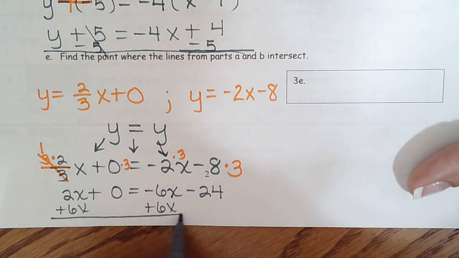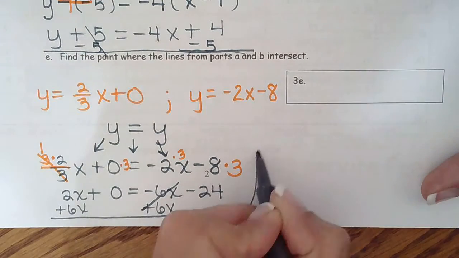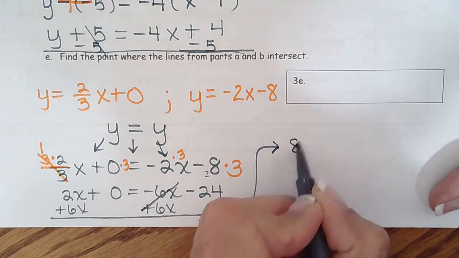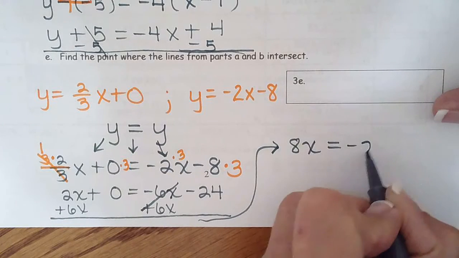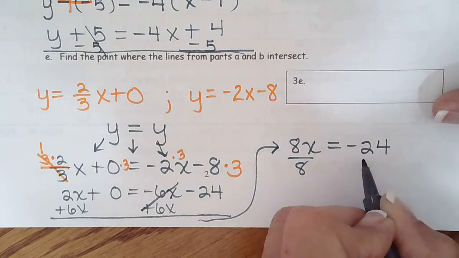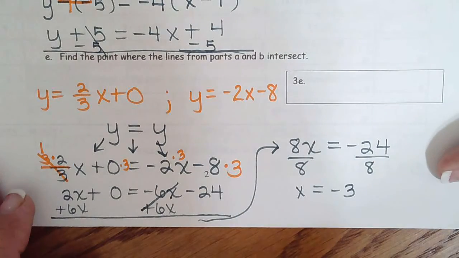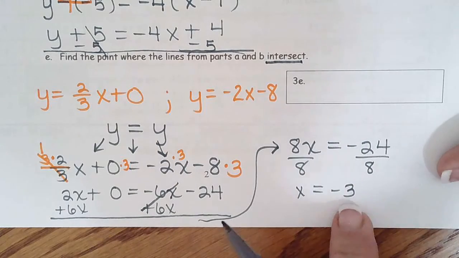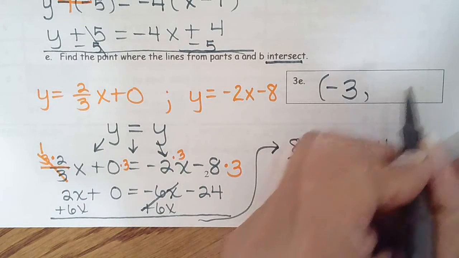So to solve an equation, we have to get all of our x's over to the left. So I did the opposite to move this x over. And that leaves me with 8x plus 0, which is just 8x, right? So we can really ignore that 0, equals negative 24. So divide by 8, x equals negative 3. So find the point of intersection. Is that a point? No. It's only half of a point, so put it in the x slot.